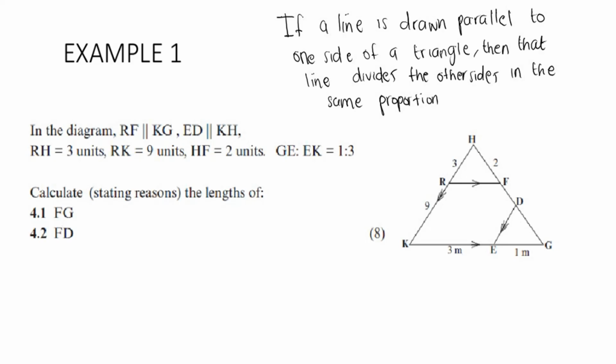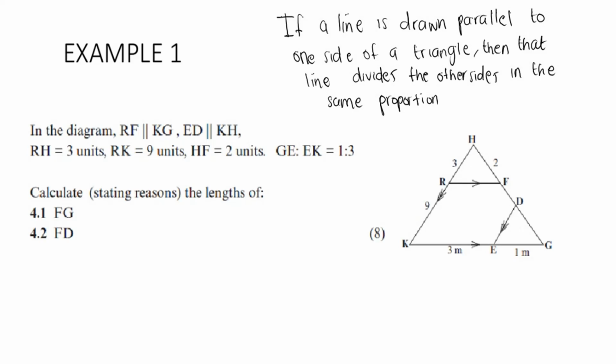The proportionality theorem states that if a line is drawn parallel to one side of a triangle, so this is the line, RF, drawn parallel to this side of the triangle, then that line divides the other two sides in the same proportion. We also have a line ED, and that line is also drawn parallel to a side of this triangle, and this line divides the other sides of the triangle in the same proportion. So what does it mean? How can we use this theorem to help us calculate the length of FG?